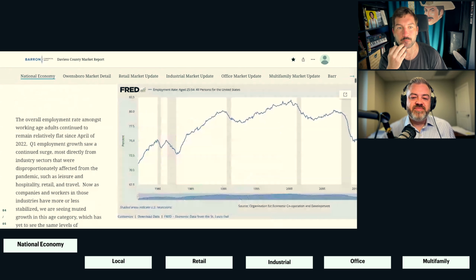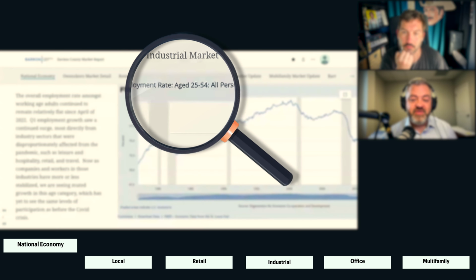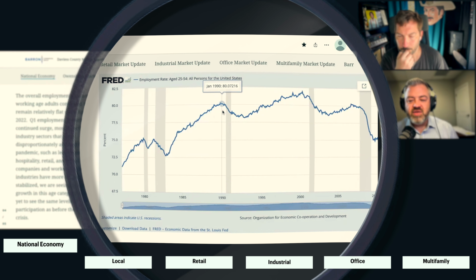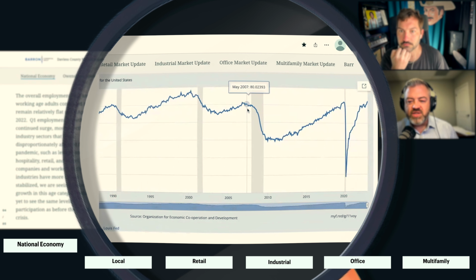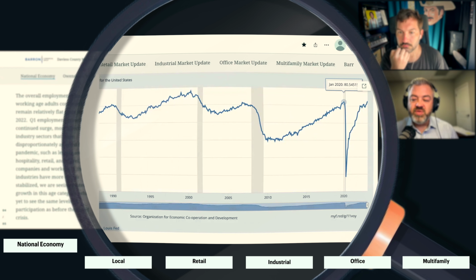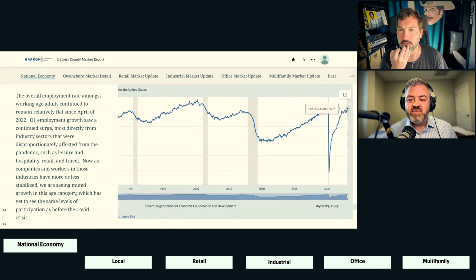Now, this one's pretty interesting, I should say. This is the employment rate for people who are age 25 to 54, all people in the United States. If we get to 1990, we were at about 80%. We had a recession, employment went down, continued to go up till the early 2000s. We had a recession. The Great Recession, we went into the Great Recession with about 80% employment, and it dropped all the way down to 75%. Coming out of the Great Recession, and again, COVID, we were about 80.5%. Employment drops all the way down to about 70% and bounces right back up. We're about now right where we were when COVID hit, about 80.5%.